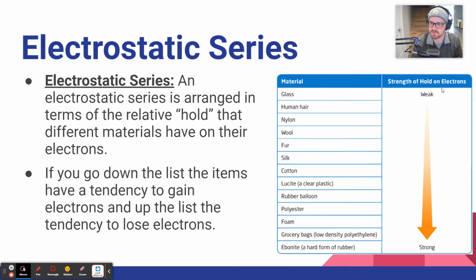So here you have strength of hold on electrons. It goes from weak, the top is the weakest, to the bottom, the strongest. So glass, not a very good insulator. Though it is an insulator, technically speaking, because it's not a good conductor, which some teachers or physicists may disagree with. For the most part, glass just does not conduct well. But the problem is that it's a weak insulator as well. Maybe I'll say that it's a weak insulator just because it does not hold electrons well. Electrons can pass through it fairly easily.